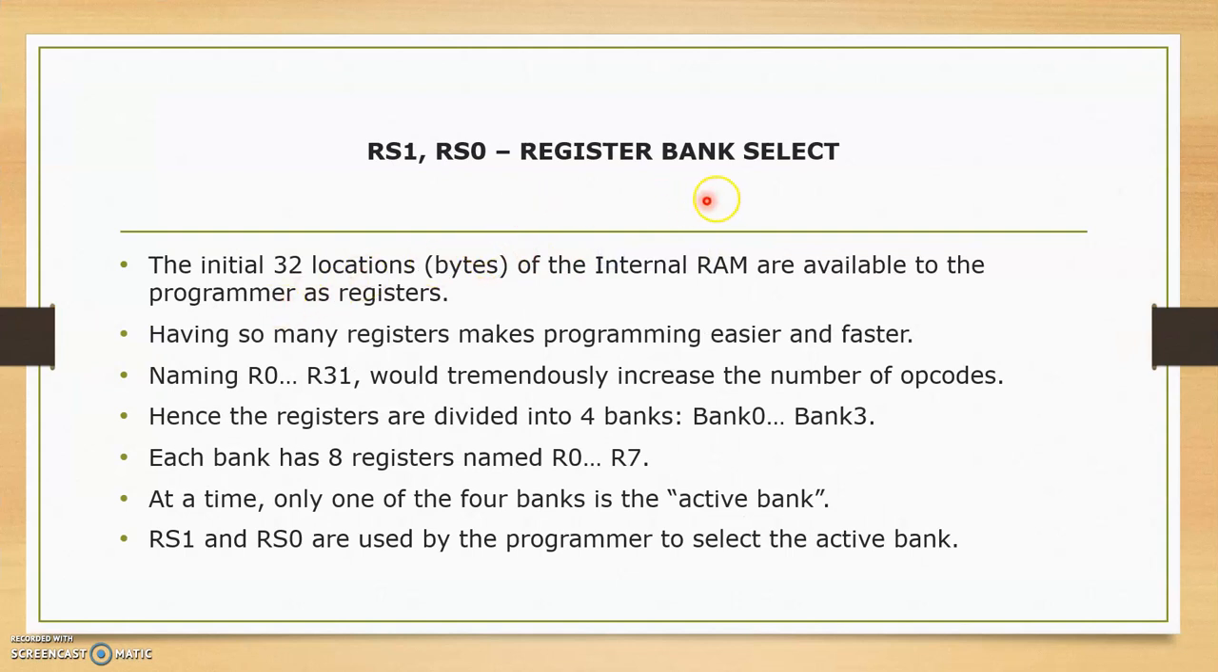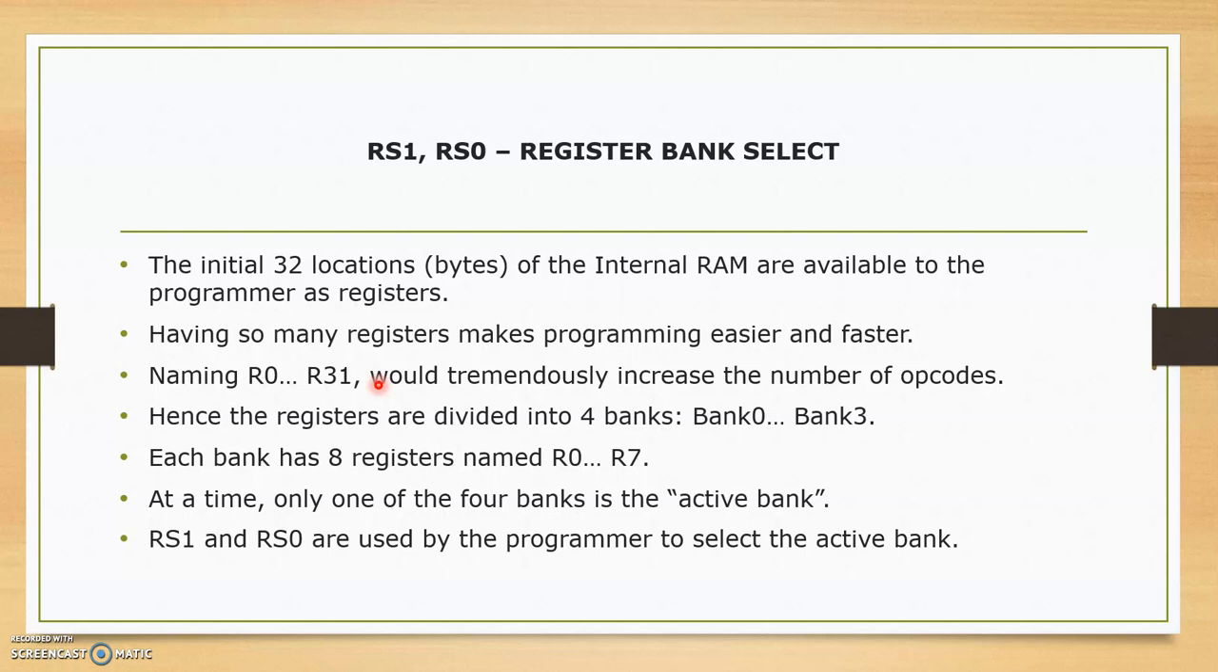The next is register bank select. So we have 128 bytes of internal RAM available for the 8051 microcontroller. The initial 32 bytes of internal RAM are available to the programmer as registers. Having so many registers makes programming easy and faster.